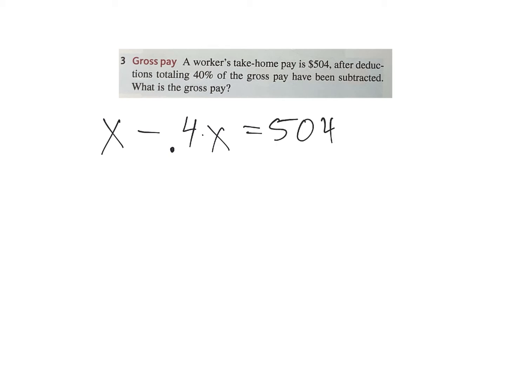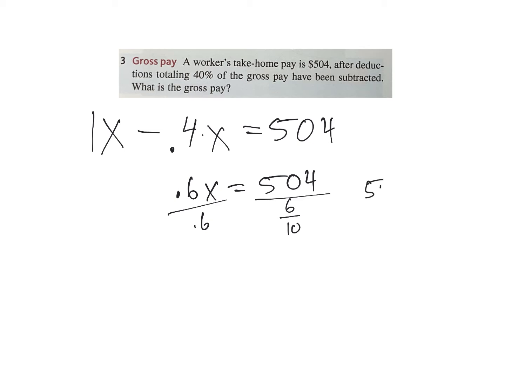All right, again, you don't know your gross pay. That's X. 40% of your gross pay is what they took away, minus. So, again, what you don't know, give a letter and go from there. So now we just solve this. This is 1x minus 0.4x is 0.6x. And now we divide by 0.6. And dividing by 0.6 is the same thing as 6/10. So 504 times 10 over 6.